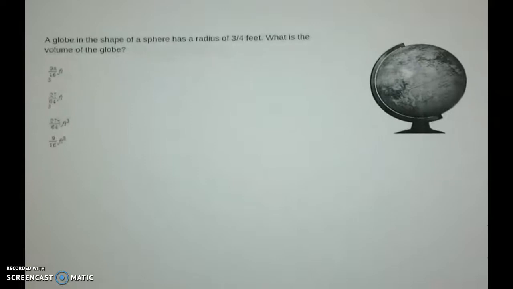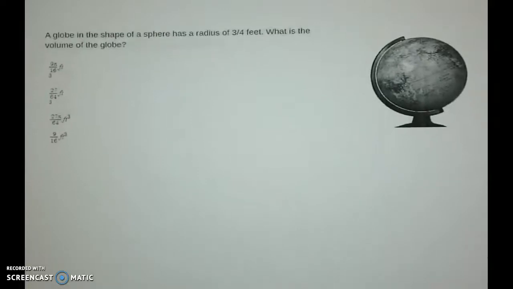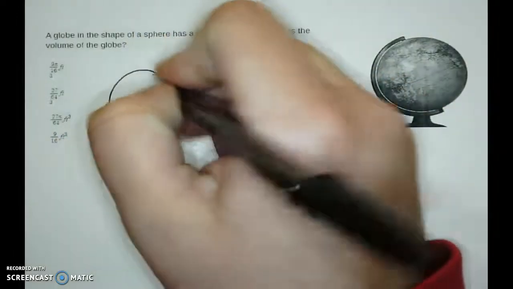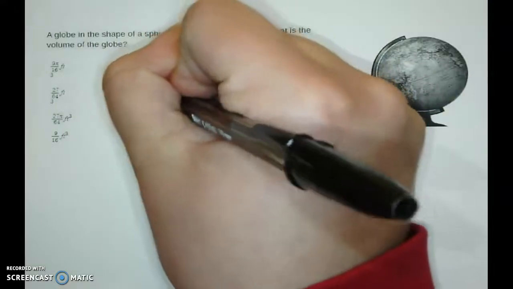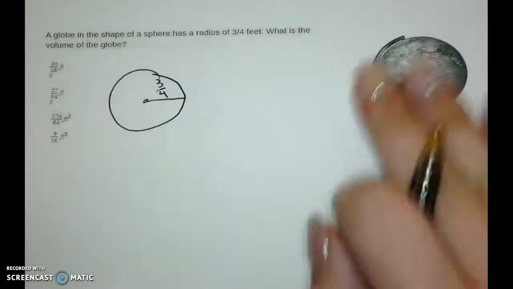Moving on. A globe in the shape of a sphere has a radius of 3/4 feet. What is the volume of the globe? So go ahead and draw your circle. That's all you're going to have here is just the circle. And the radius is 3/4. So this is a sphere.